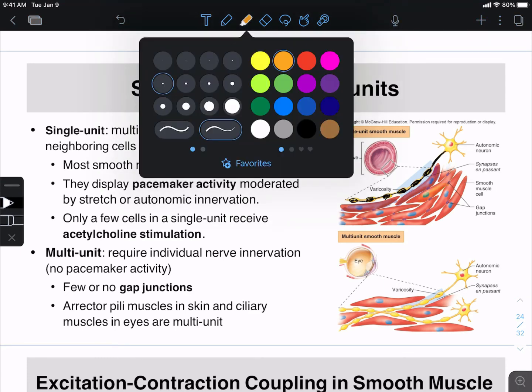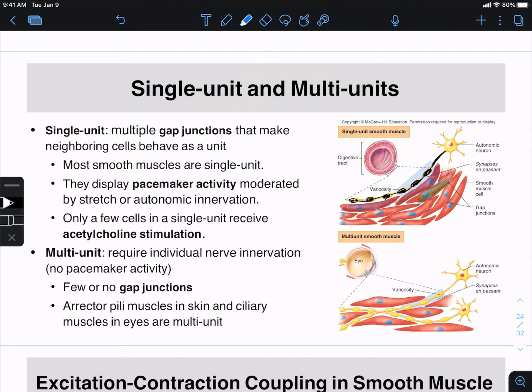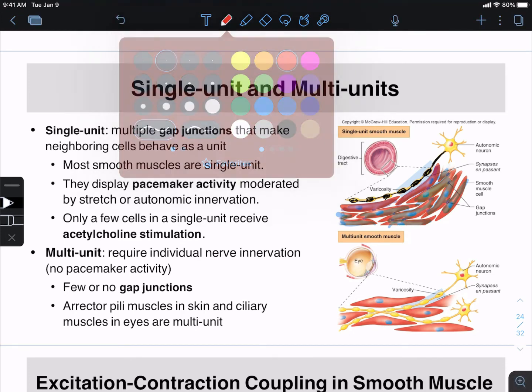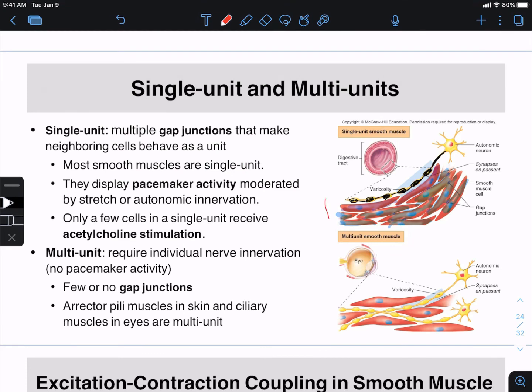That's not a good color. We'll do blue. From cell to cell through gap junctions. And so the top layer contracts, and the next layer contracts, and the next layer contracts. And what's actually happening is that calcium is moving through these junctions down through the tissue. And so we get this wave of contraction that occurs. And we call it single unit because it's only being regulated by this unit here.